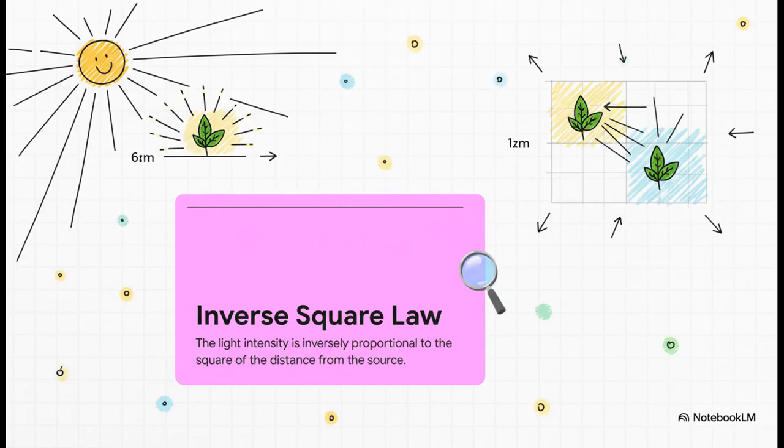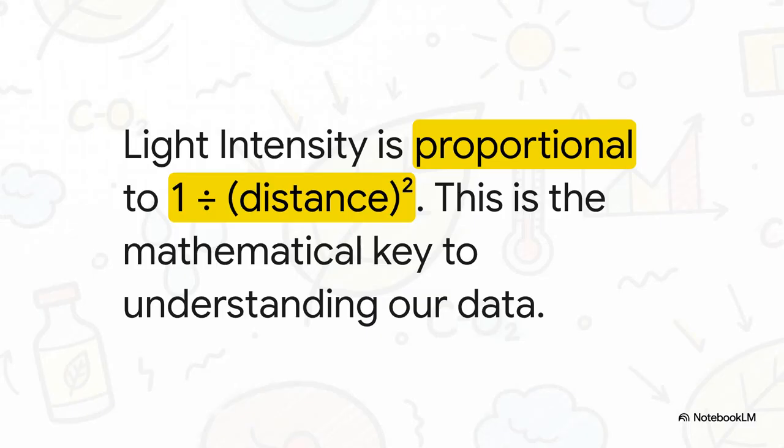Now, this relationship is described by a fundamental law of physics, the inverse square law. I know, it sounds super complicated, but the idea behind it is actually pretty straightforward. If you double your distance from a light source, the light doesn't just get half as bright. It actually spreads out over 4 times the area, which makes the intensity only 1/4 as strong. So the big takeaway here is this: light intensity isn't just proportional to distance, it's proportional to 1 divided by the distance squared. This little piece of math is the secret key we need to unlock our data.